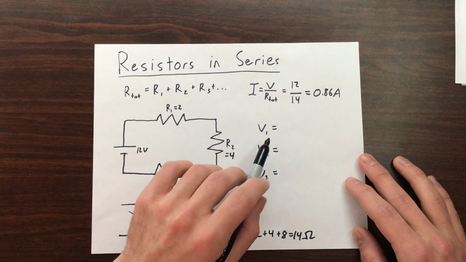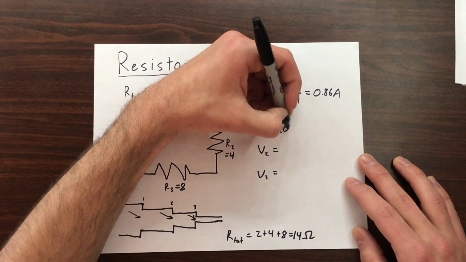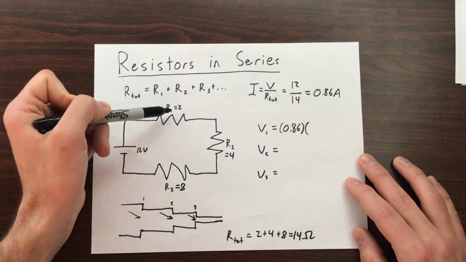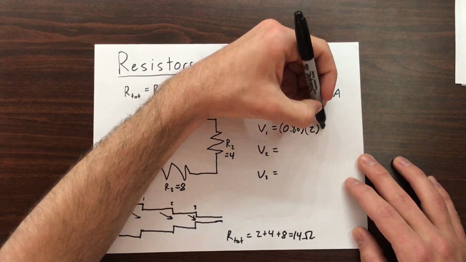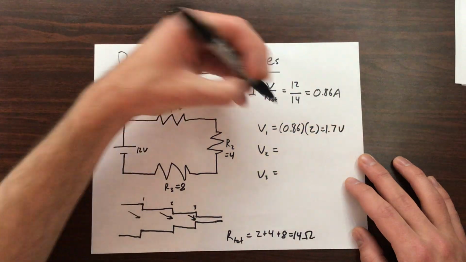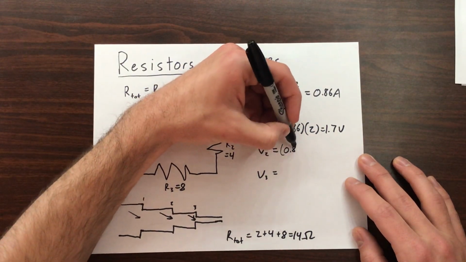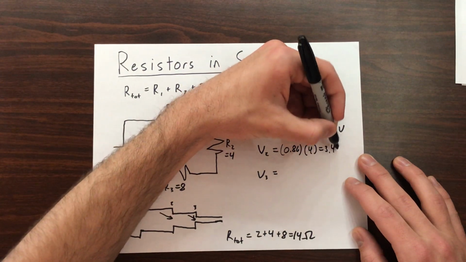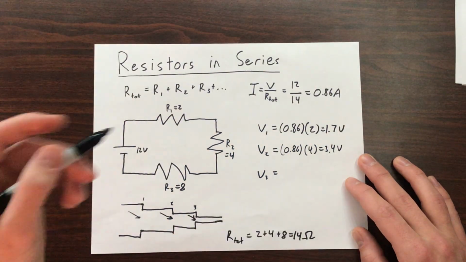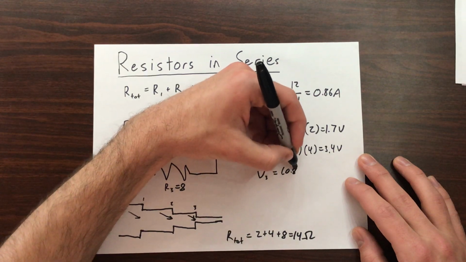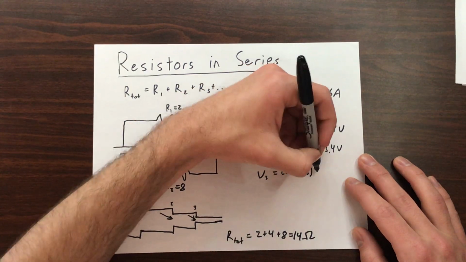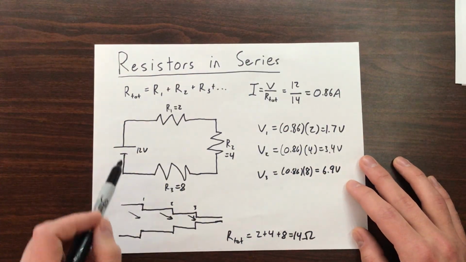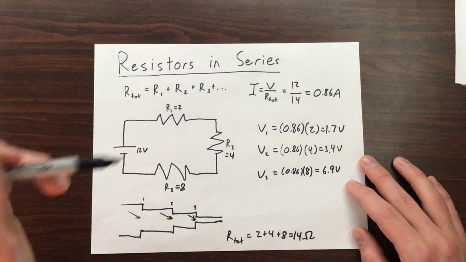Okay, so for V1, we'll use 0.86 times R1, which equals 2. And that equals 1.7 volts. We'll do the same thing for V2, 0.86 times 4, which equals 3.4 volts. And then voltage 3 is equal to 0.86 times 8, which equals 6.9 volts, okay? So this is how much voltage is needed to push through each individual resistor.